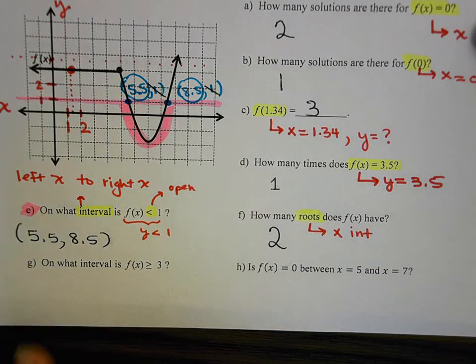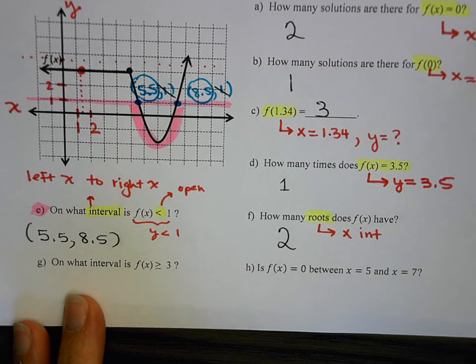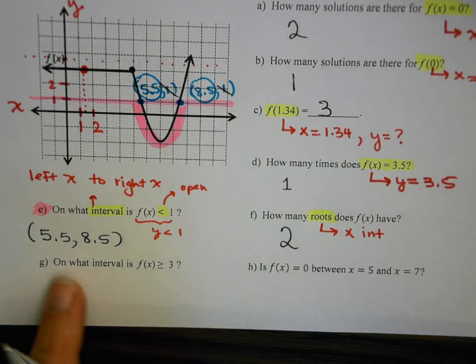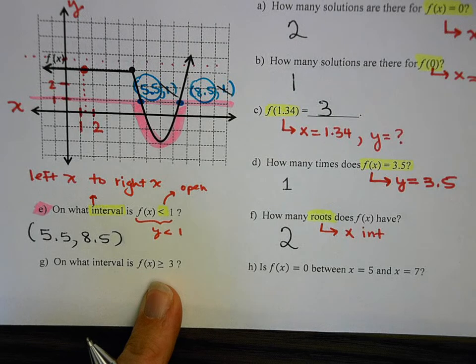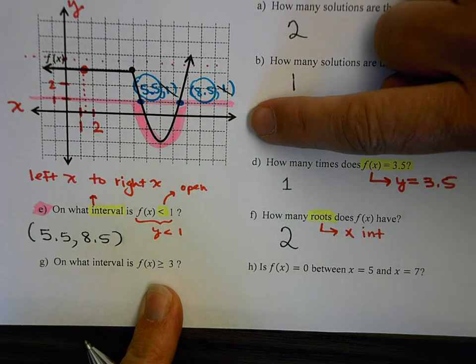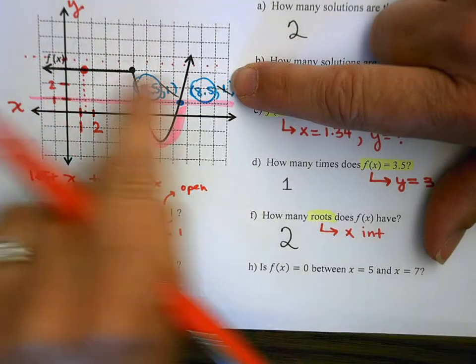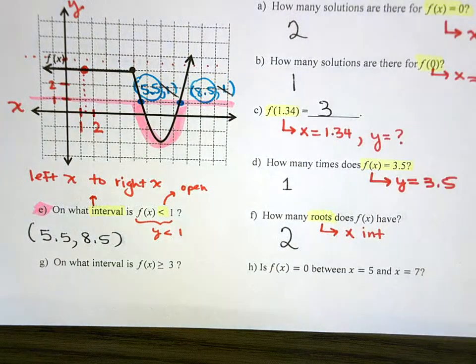Okay, and then for part G, if you haven't pressed pause, this would be a good time. G and H, so try that. On what interval is f of x greater than or equal to 3? So f of x greater than or equal to 3, so 1, 2, 3, that would be right here, this section. So there's actually going to be 2 places, right?